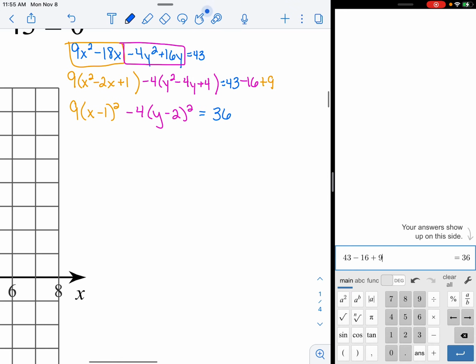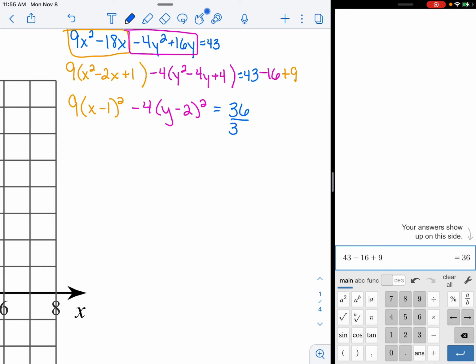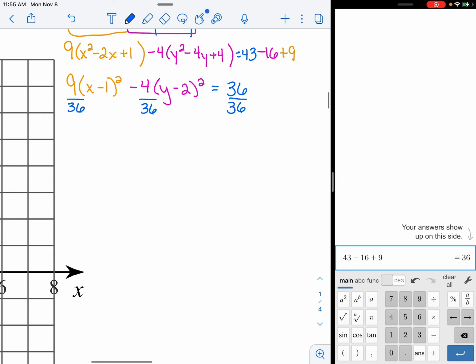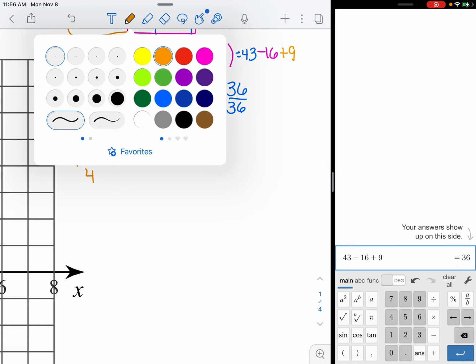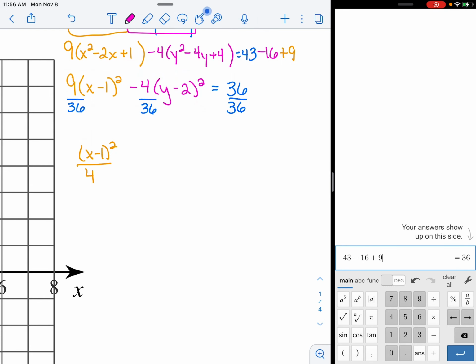And now what we're going to do is, remember, we have to set this equal to 1, so we're going to divide everything by 36. Each term, and I have 3 terms, the first, the second, and the one after the equals. 9 over 36 is 1/4. So our x is going to be x minus 1, quantity squared, over 4. 4 over 36 is 1/9, so this is going to be y minus 2 squared over 9 equals 36 over 36, which is just 1. I can now go ahead and graph my hyperbola.